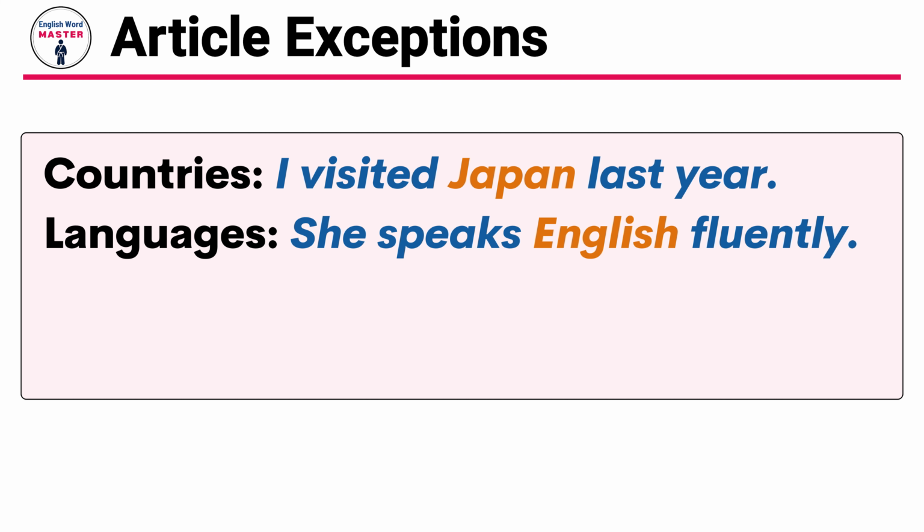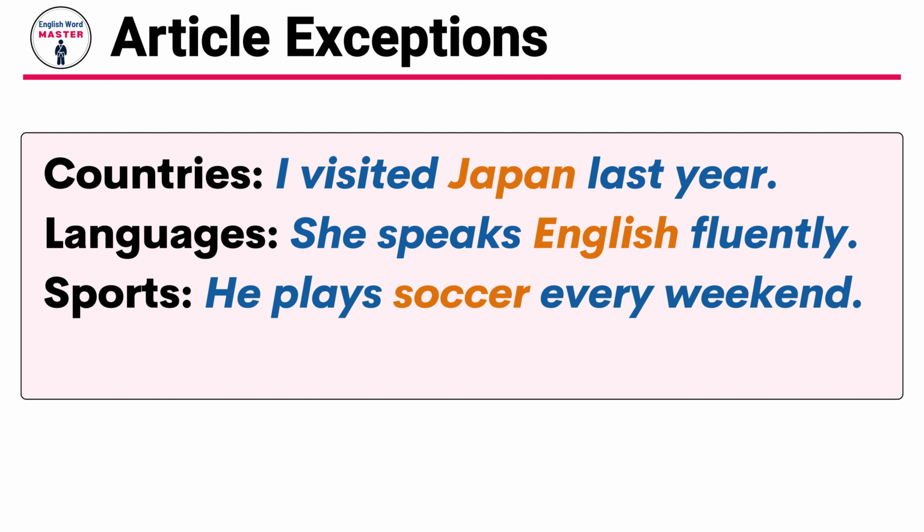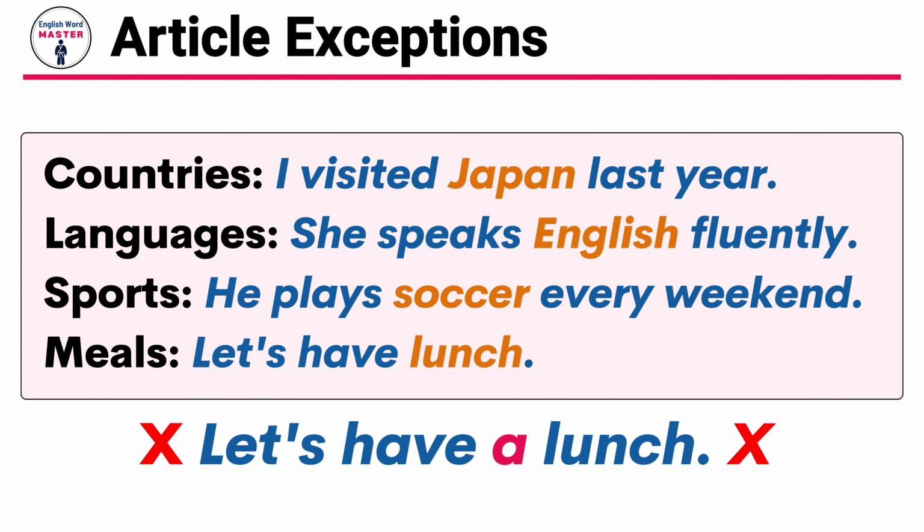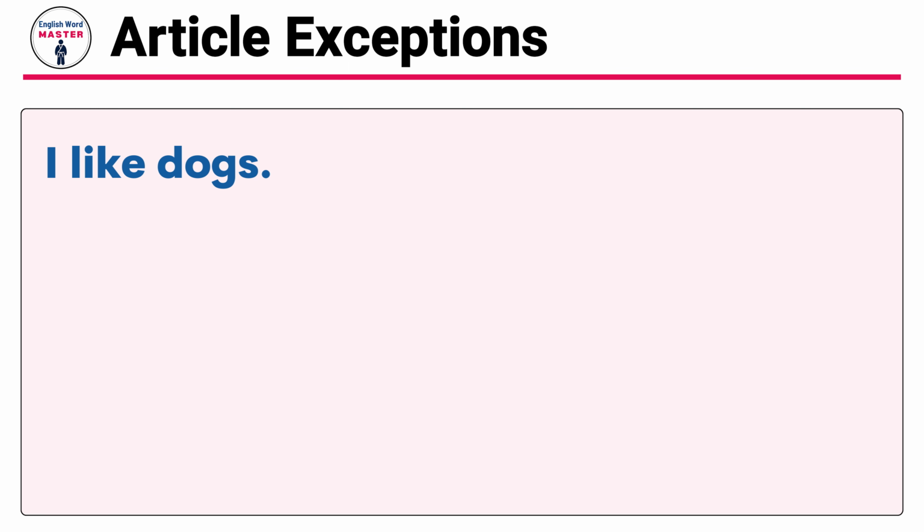Languages. She speaks English fluently. Sports. He plays soccer every weekend. Meals. Let's have lunch. You would never say, let's have a lunch. Now, let's look at these example English sentences.